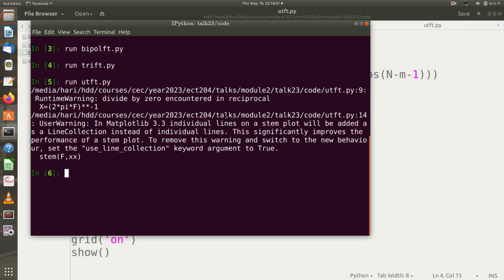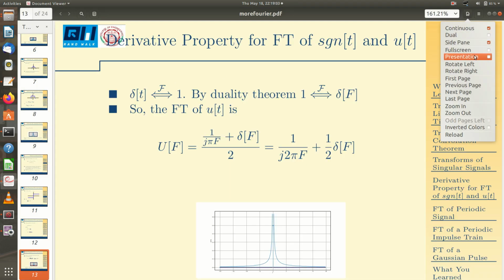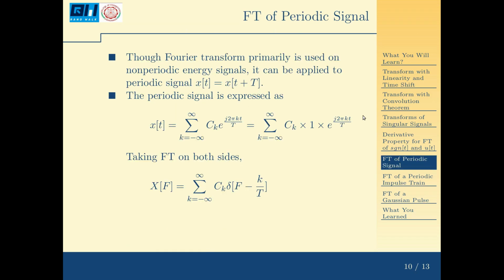So let me go back to my presentation. Now, in some cases you can compute the Fourier transform of a periodic signal. Though Fourier transform primarily is used for non-periodic signals, it can be applied to periodic signals x(t) equal to x(t plus T) by combining with the Fourier series. So the periodic signal is expressed as a Fourier series as x(t) equal to the sum over k from minus infinity to infinity of ck times 1 times e raised to j 2 pi kt by T.